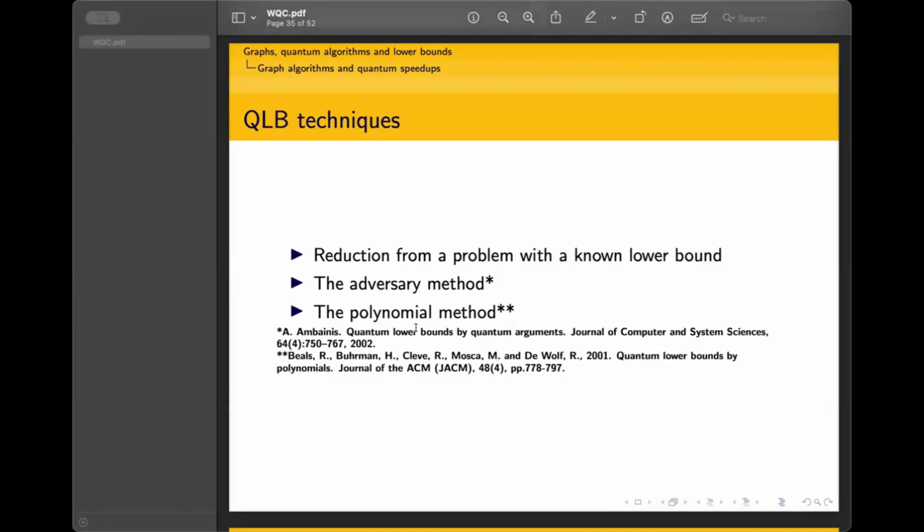In this talk, I will focus only on the first technique, the reduction, and try to give you some examples, because I don't think we have time to go into adversary method theory, but I definitely recommend it. It's a very powerful technique. I think the adversary method is the most powerful technique for proving quantum lower bounds.